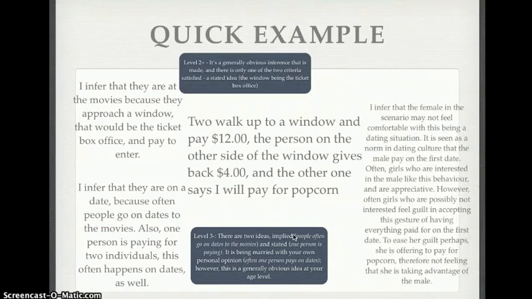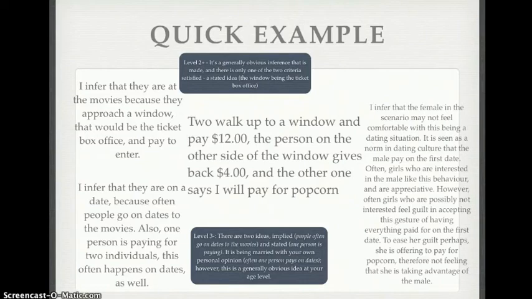Here's the level 4. I infer that the female in the scenario may not feel comfortable with this being a dating situation. It is seen as a norm in dating culture that the male pay on the first date. Often, girls who are interested in the male like this behavior and are appreciative. However, often girls who are possibly not interested feel guilty in accepting this gesture of having everything paid for on the first date. To ease her guilt, perhaps, she is offering to pay for popcorn, therefore not feeling like she is taking advantage of the male.